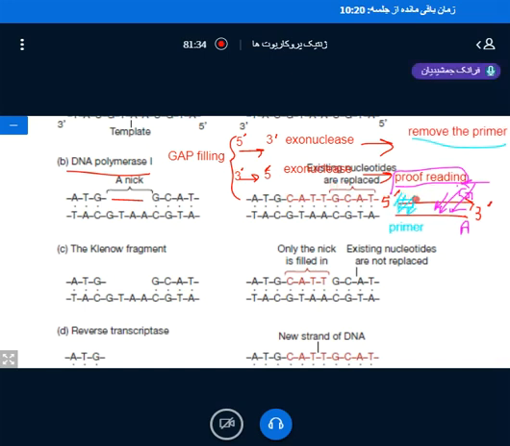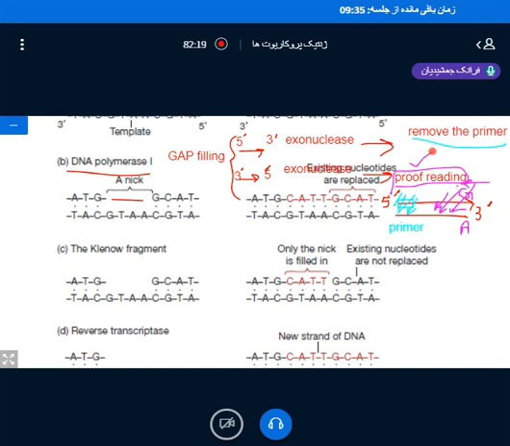So, DNA polymerase polymerizes the DNA, but maybe it will bring some wrong nucleotide. For example, if this is A, it should be T, but DNA polymerase puts a wrong nucleotide like G. What it would do, by the activity of 3' to 5' exonuclease, is remove the nucleotide from the end and add the right nucleotide and go further. We call it proofreading.